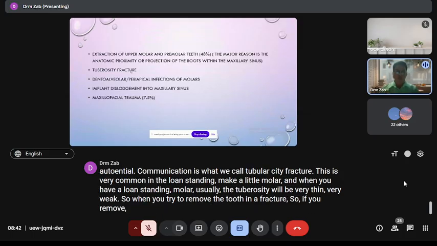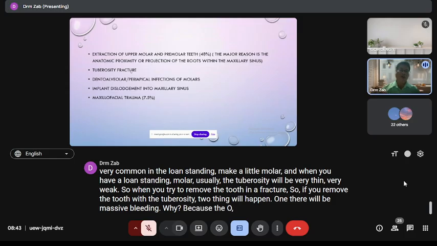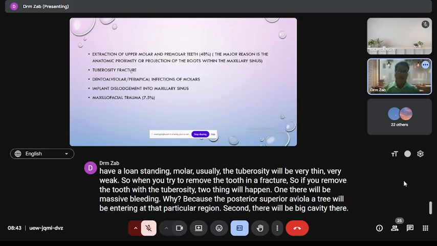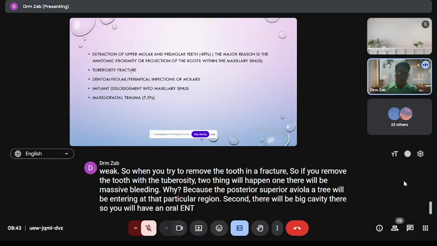So if you remove the tooth with the tuberosity, two things will happen. One, there will be massive bleeding. Why? Because the posterior superior alveolar artery enters at that particular region. Second, there will be a big cavity there. So you will have an oro-antral communication.